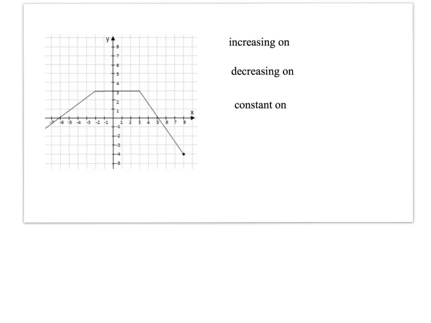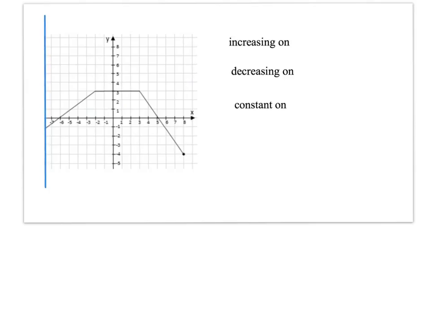Let's look at another example. Here we have another function drawn on the graph, and we're asked to give the intervals in which this graph is increasing, decreasing, and constant. So I always like to draw in my vertical line so that I can read going from left to right.